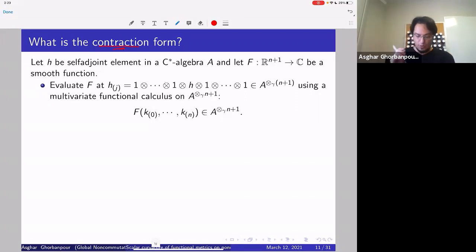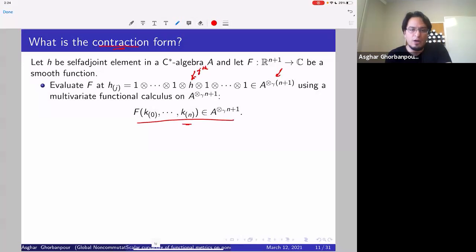So basically, what is done is some sort of functional calculus on tensors of the algebra that you're working with. To start with, we introduce this element Hj, which is an element of the tensor of A with itself m plus 1 times. In the jth place you put h, and everything else you just put 1. Then you can apply some version of multivariate functional calculus and make sense of this guy.